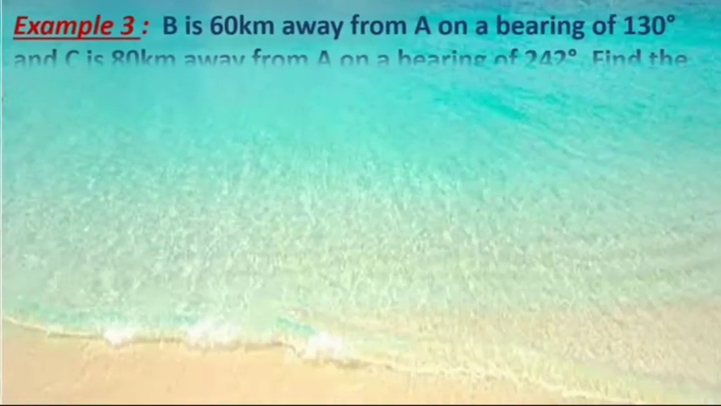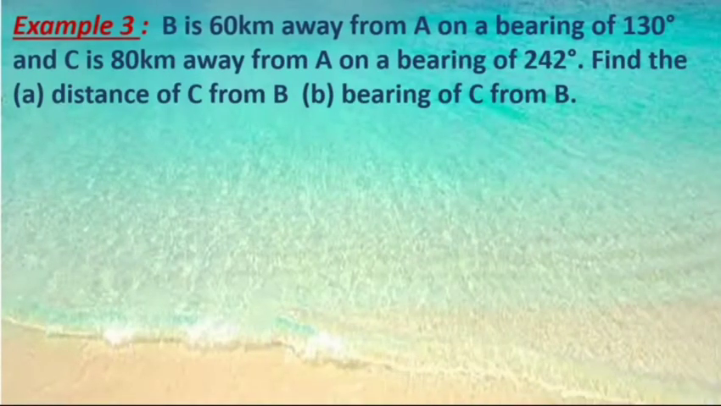Next question, please. This question says that point B is 60 kilometers away from point A on a bearing of 130 degrees, and C is 80 kilometers away from A on a bearing of 242 degrees. Now the question says, find the distance between C and B, and also the bearing of C from point B. Now this question tells us that the bearings of point B and point C are both taken from point A.